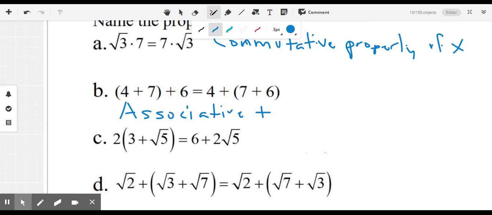All right, C. We have a number. That's the telltale sign for this. The number is on the outside of the parentheses, and then we don't have parentheses. That is the distributive property.